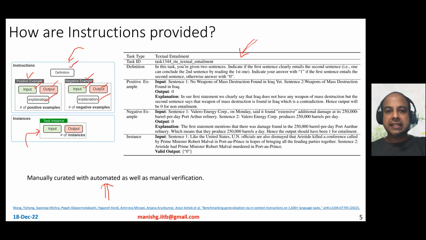So the idea is that you are given 2 sentences, the premise and the hypothesis, and you have to indicate 1 if the first sentence entails the second sentence. Otherwise, you have to basically mention 0. Here is a positive example. Here's a negative example for the task. And here is an instance which is passed as input, and a valid output would be 0, which has to be predicted by the model.